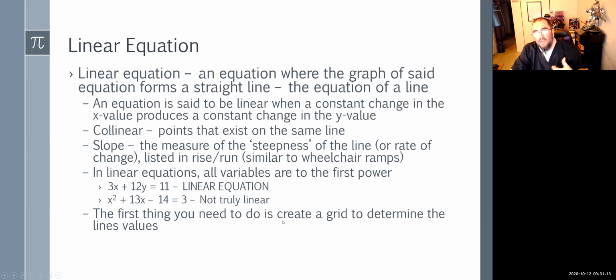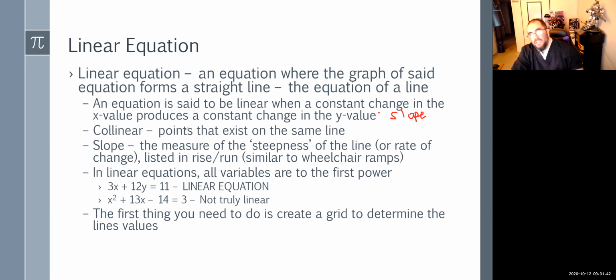Why is this important? Well, linear equations, right? So a linear equation is an equation where the graph of said equation forms a line. The equation is said to be linear when a constant change in x produces a constant change in y, right? That's also known as the slope. We'll talk about that in a bit.